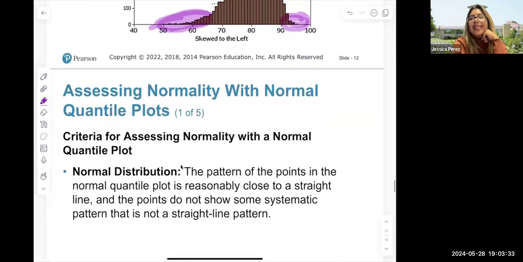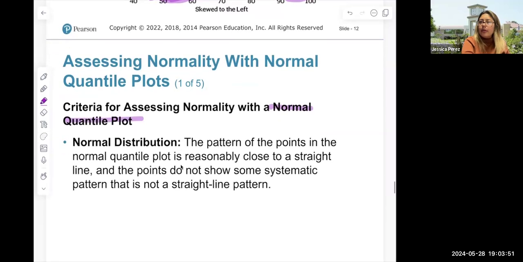Now, how would we assess normality? How can we tell whether something is normal or not normal? There is actually a criteria, and it comes from a normal quantile plot. So what we do is a quantile plot. How many of you know what that is? A quantile plot is pretty much putting your data and then putting dots.